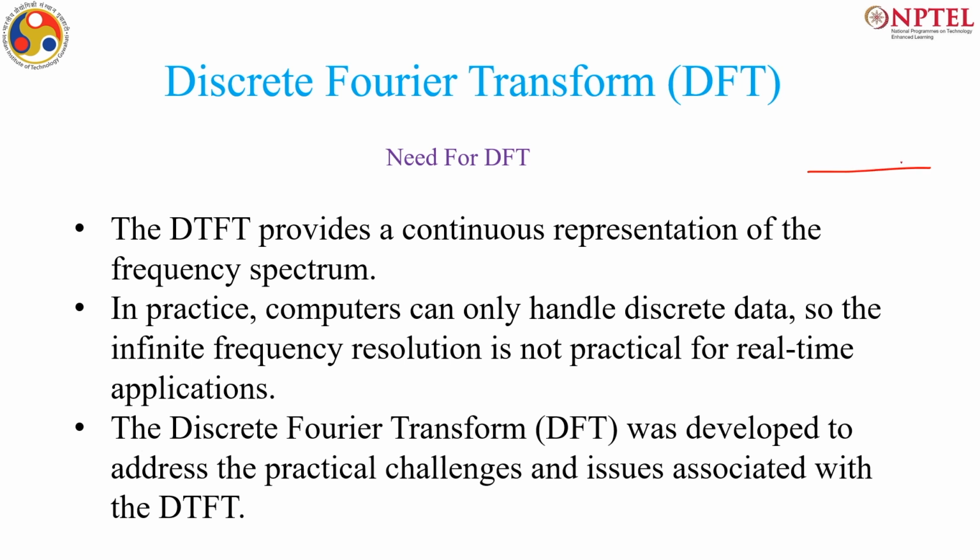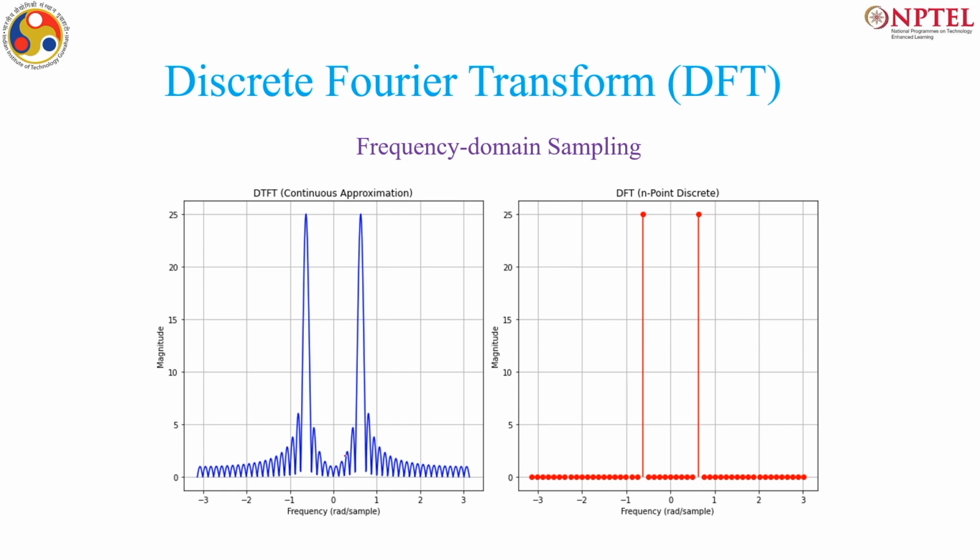So, if I sample the spectra using N number of points, this is called my N point DFT, discrete Fourier transform, and this solves the practical implementation problem of the DTFT. In other words, I represent this DTFT by N points. So, this is again solving this leakage problem.